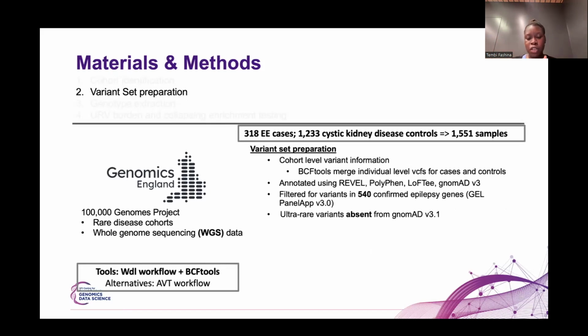Then I re-annotated using REVEL, PolyPhen, LOFTEE, and gnomAD. The reasons for those annotations will become clearer again. But most importantly, I filtered just for variants within the green list from PanelApp, and I looked for variants that are absent in gnomAD, with the rationale being that variants that are absent are not well represented in our populations, because we're looking for ultra-rare variants.